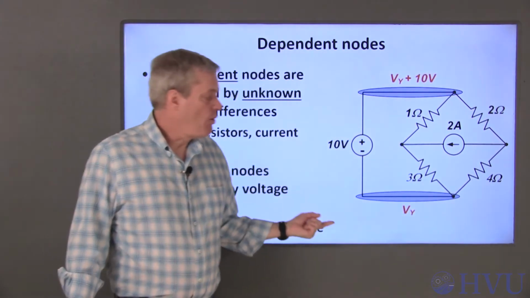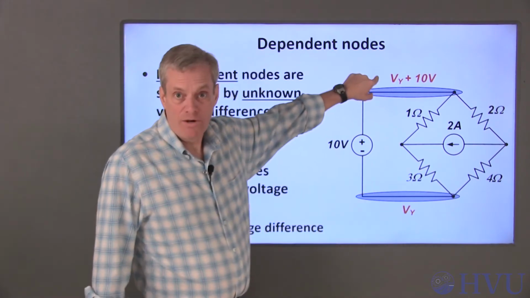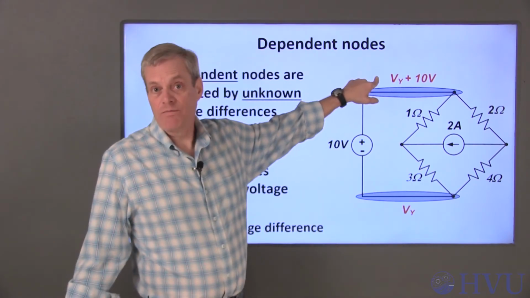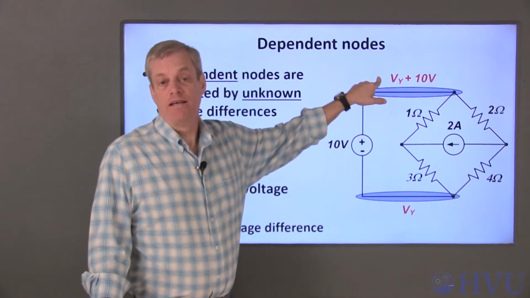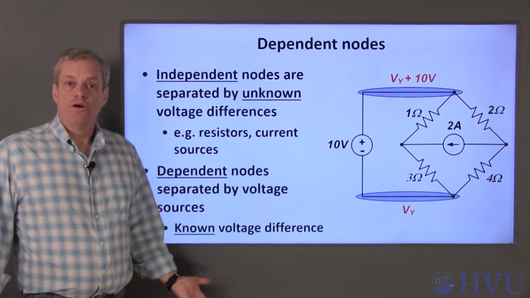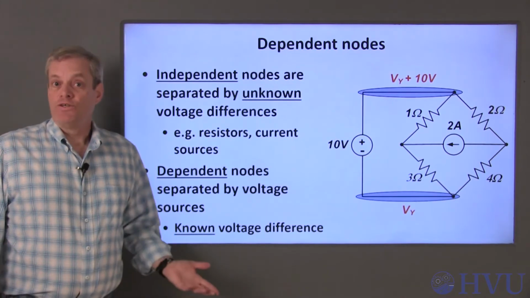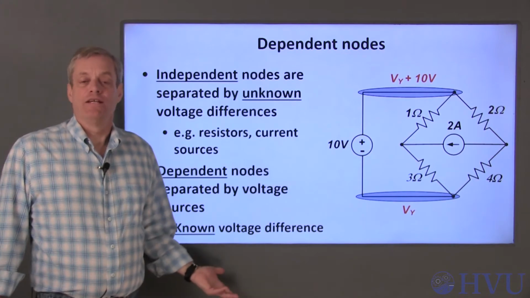Alternately, I could choose the lower node as being an unknown, say V sub y. Then the voltage at the upper node will be 10 volts higher than V sub y, or V sub y plus 10 volts. The point to remember is that we don't need to define the nodes on either side of a voltage source as both being unknowns. If I choose one as an unknown, the other is dependent on that value.